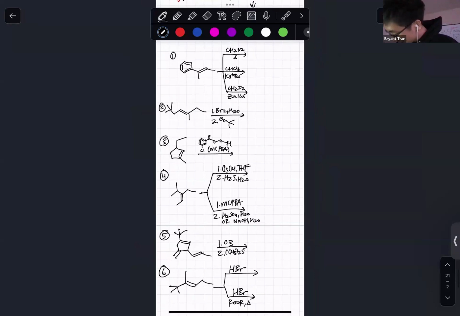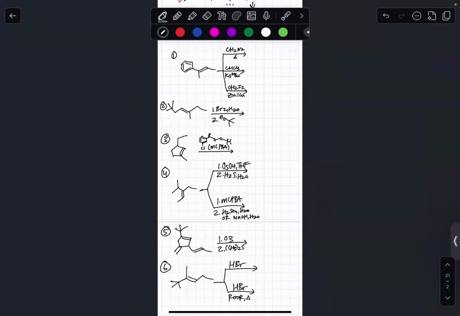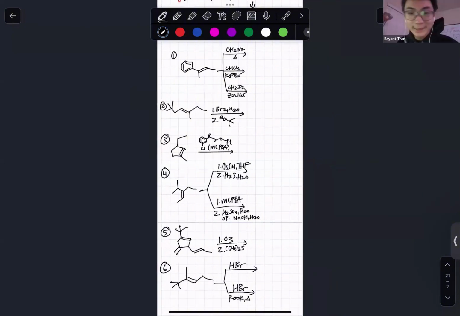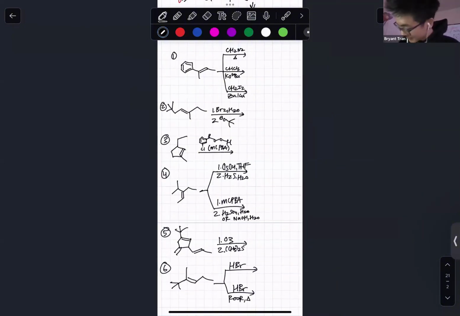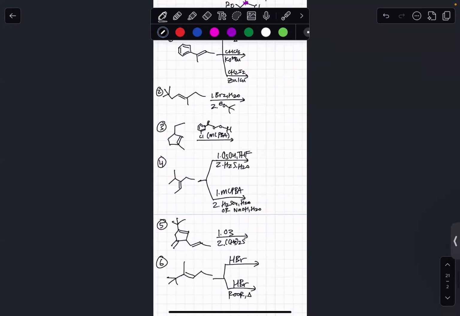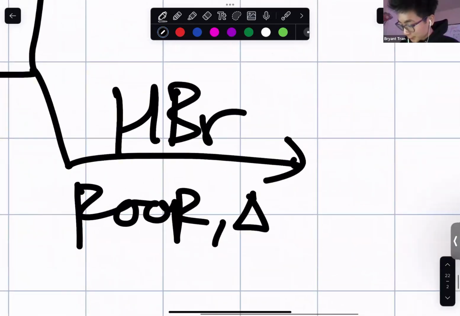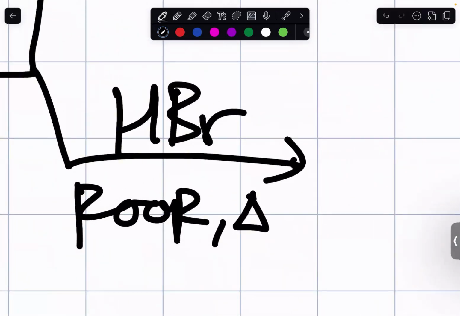Elysia and Layla, I want you guys to do these 6 problems for homework, which are the reactions after hydroboration and oxidation, and then we'll do synthesis problems after we check these tomorrow. And the last bottom one, what is it? HBr was the other part of it? ROOR, and heat. Oh, okay.